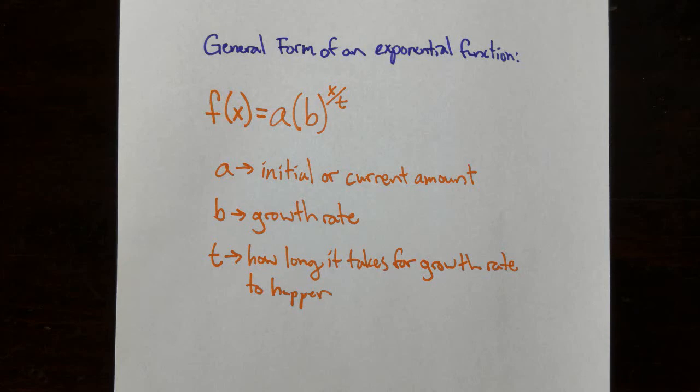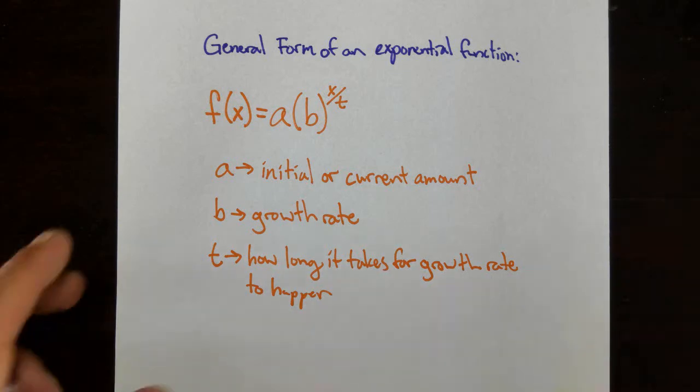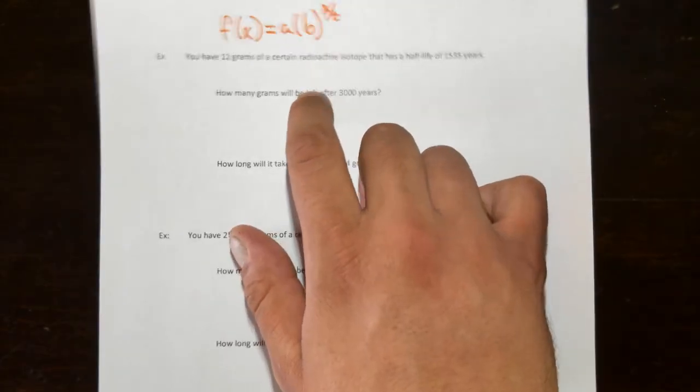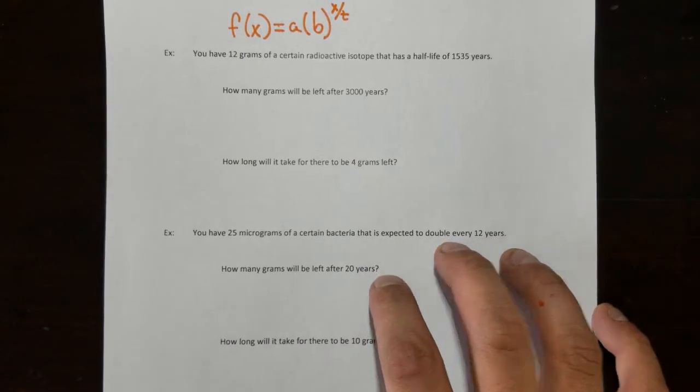So with these word problems, the best way to do them is just to go straight into the examples, and let's do some together. So I wrote the general form here on top so we have it for reference. So here's the first example.